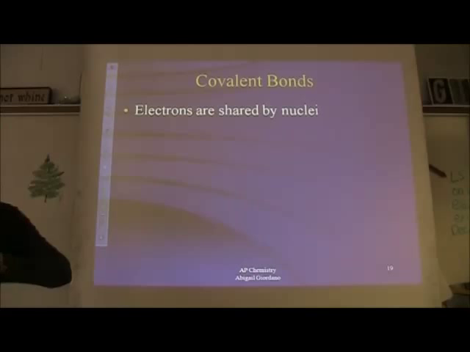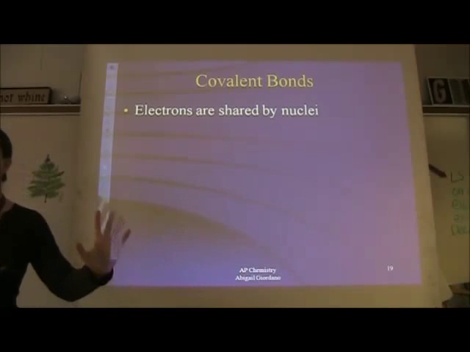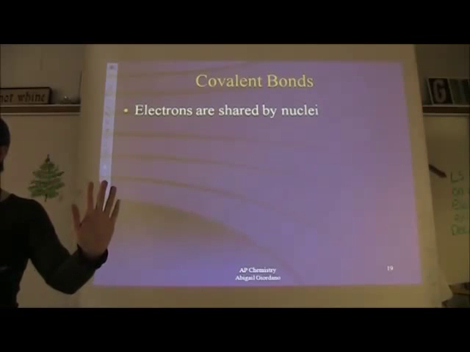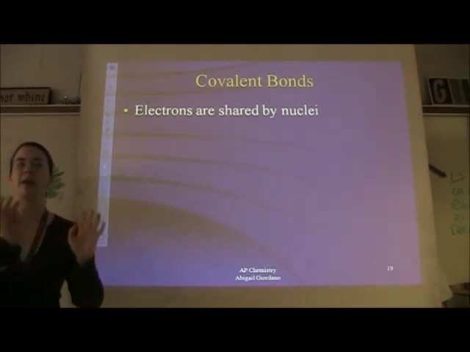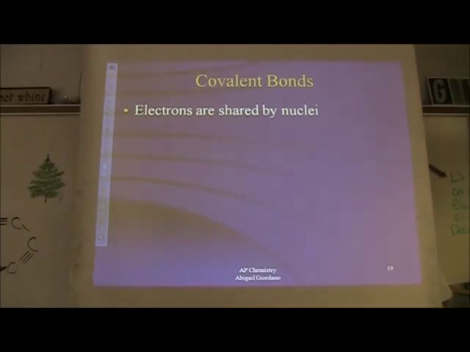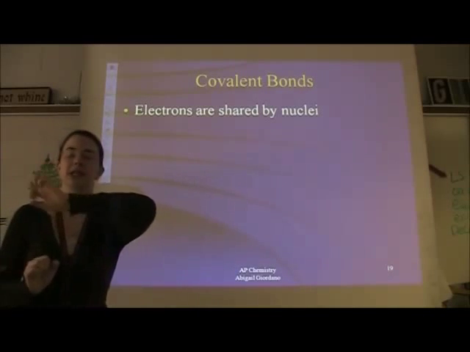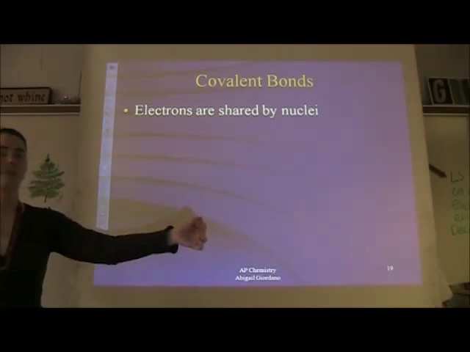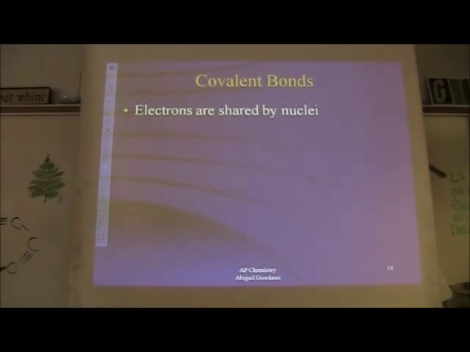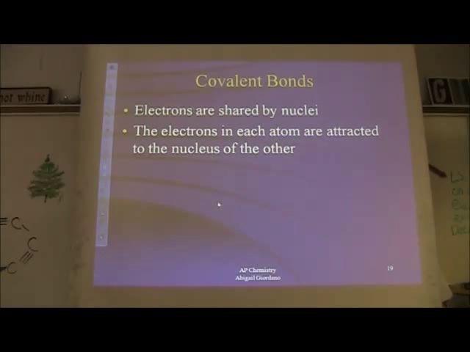Now please understand, in both ionic and covalent, the atoms are trying to achieve that noble gas configuration, and that's why they bond. The difference is what the atoms do to achieve that configuration. In ionic, one element gives away an electron and the other takes it. It's a full transfer. In covalent, both atoms are achieving that configuration, but the electrons are not given and taken, they're shared.